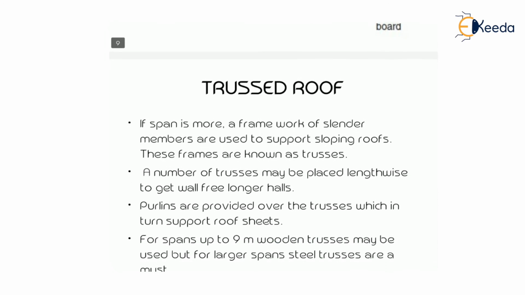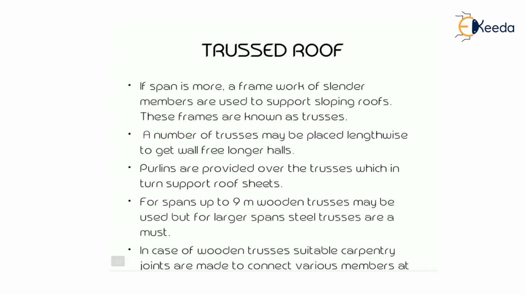Then the truss roof. If a span is more, a framework of slender members is used to support sloping roofs. Those frames are known as the truss. We normally see truss structures in a workshop or factory. A number of trusses may be placed lengthwise to get a wall-free longer haul. Purlins are provided over the trusses, which in turn support the roof sheet.